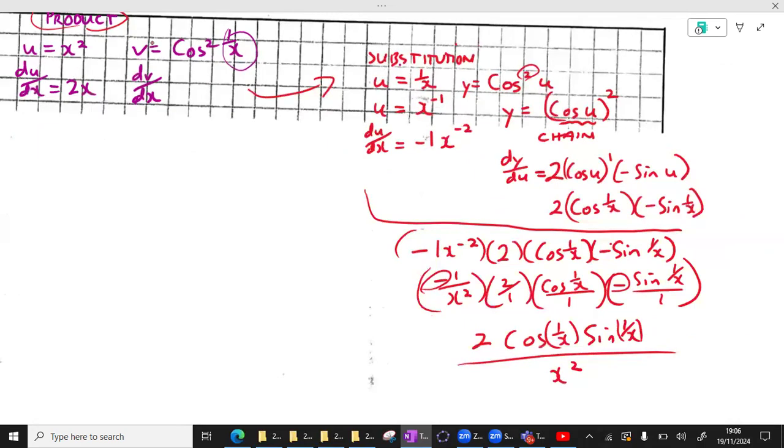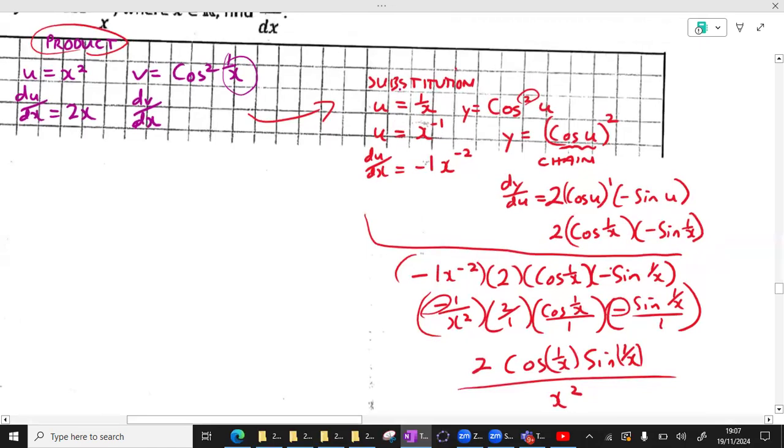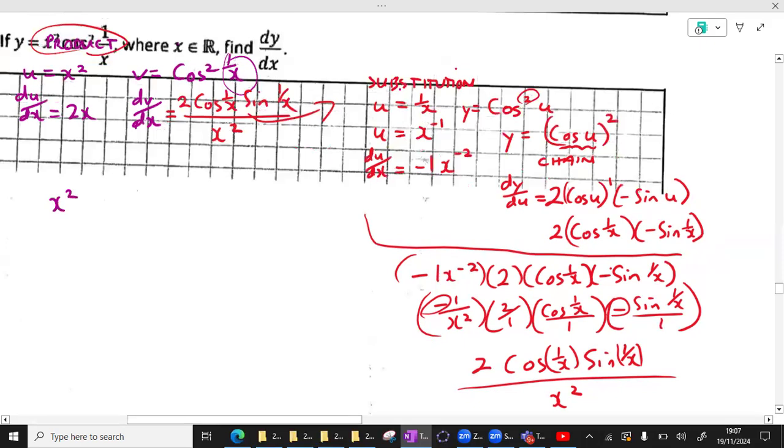Now, don't forget, that's not the end of the question. That is just that part. So that needs to go back up here as part of my product. So 2 cos of 1 over x, sine of 1 over x, all over x squared. So now I do my product rule. So u times, now I should be writing my product rule here. I'm just speeding it up for the video.